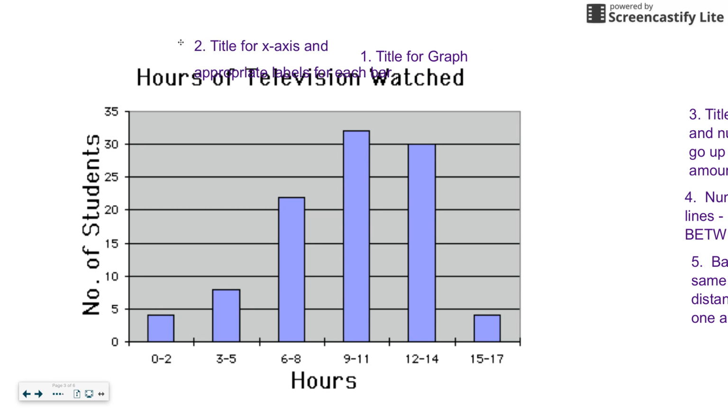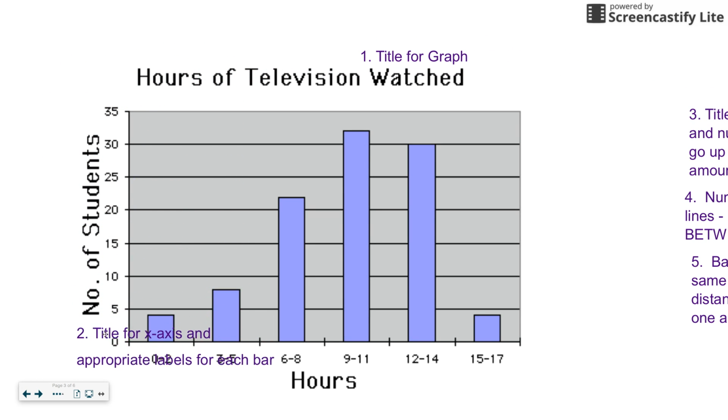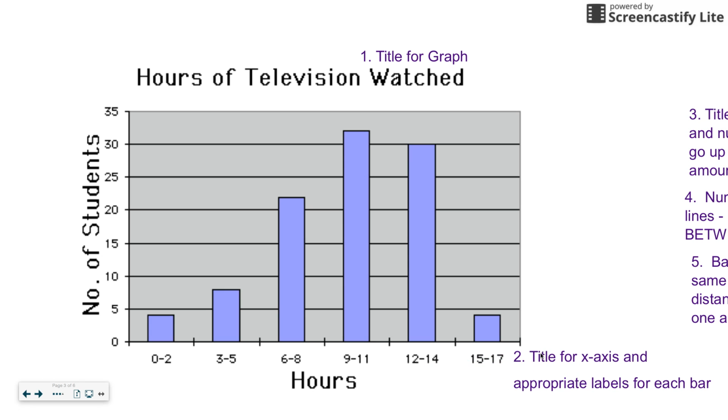You also want to have a title for the x-axis, which is the bottom axis down here. It doesn't really matter that they understand that this is the x-axis, but I think most of them do know that. So the title for the x-axis is hours, and there's also appropriate labels for each bar. In this case, it's intervals like 0 to 2, 3 to 5. It could be like hair color: brown, blonde, black, red, those kinds of things. Make sure they have labels as well as the title.